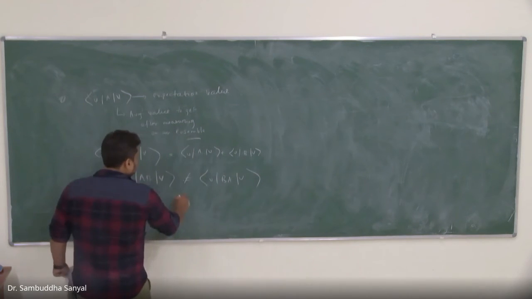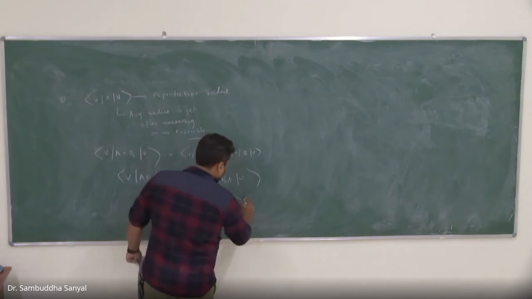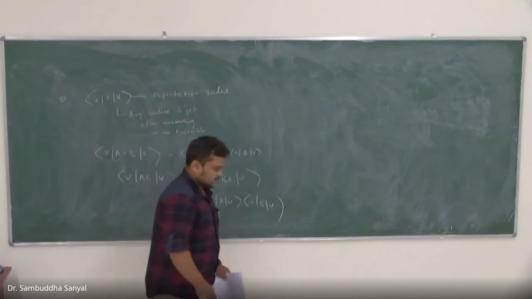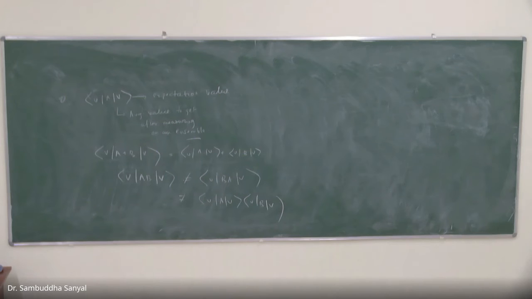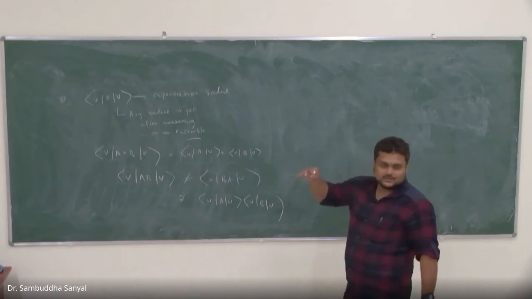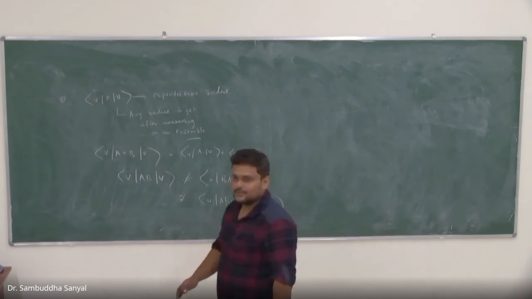Neither is this the same as VAV, or VBV. None of these are the same. So that means the value of the product is not the same as the product of values. And it also matters what you measure first, whether you go A and then B, or B and then A. So this is the general property of any operators.